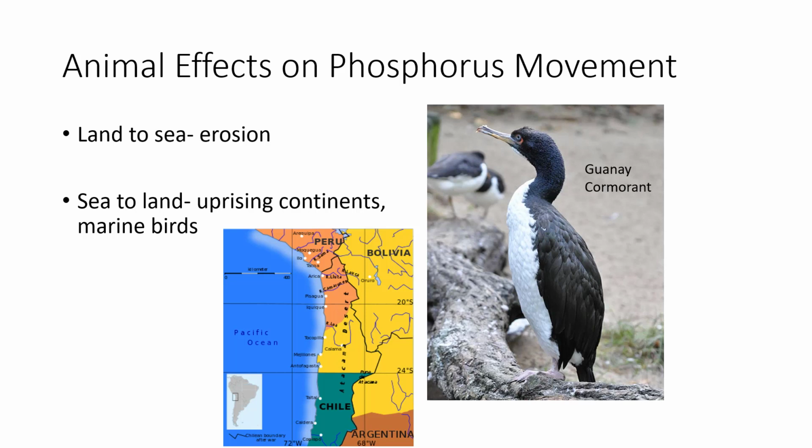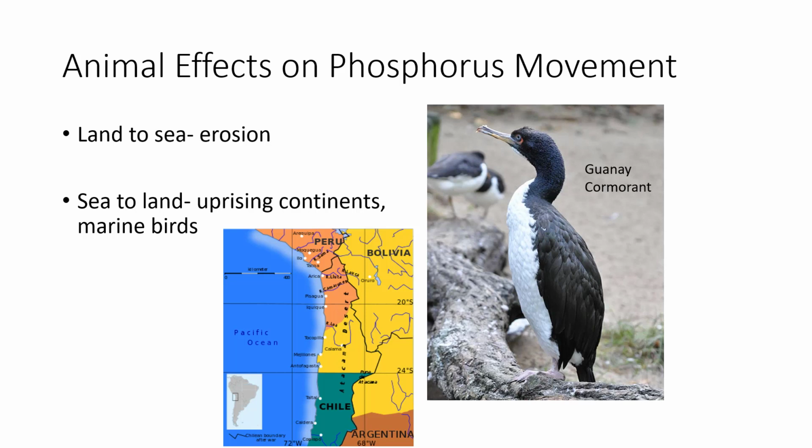Animals also move phosphorus, and there were wars fought over this. You might be looking at this picture of Bolivia, Chile, and Peru and thinking, that's not how the border looks. Not anymore, it doesn't. There was a war fought over guano, cormorant poop. Why? Because cormorants make guano, and guano is a source of phosphorus, and phosphorus is used in making gunpowder.